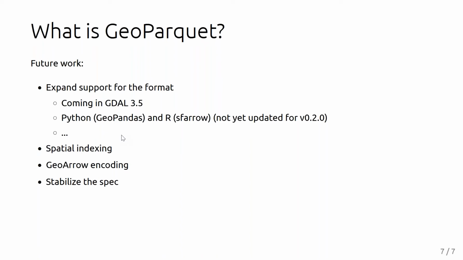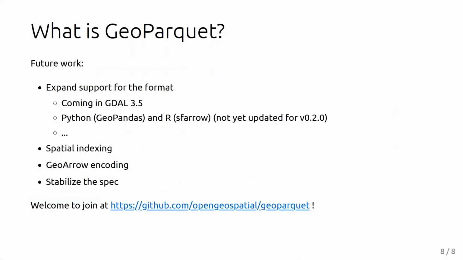We certainly want to work on spatial indexing. Another talk is coming. There is an option to go beyond the well-known binary to have more efficient storage of the vector geometries using the GeoArrow specification. And of course, we need to stabilize the specification.